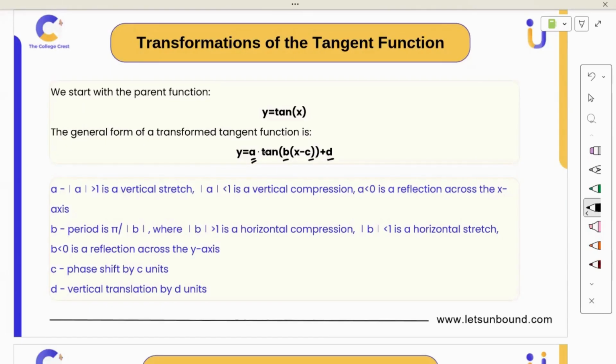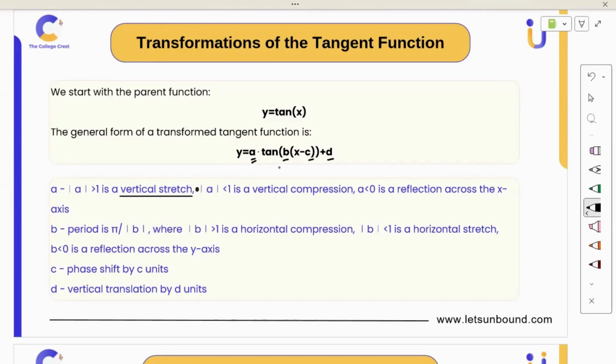So here in sinusoidal we use A for amplitude, right? But here it doesn't have an amplitude, because when you observe the graph of tan, it is unbounded. So A will be a vertical stretch or a dilation factor. When the absolute value of A is greater than 1, it's a vertical stretch. When it's between 0 and 1, it's a compression. When A is less than 0, there is a reflection across the x-axis.